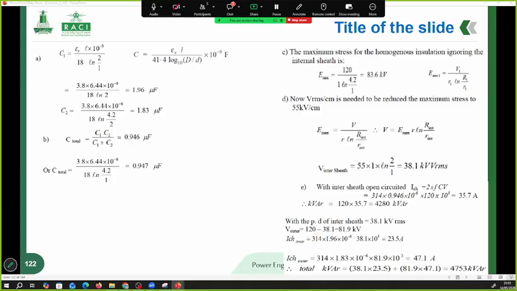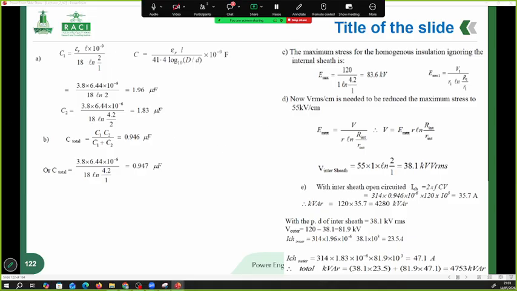0.947 microfarads. Overall, this slide demonstrates both the step-by-step layer-wise approach and the direct method, reinforcing the concept that multi-layer cable installation can be accurately analyzed either by decomposition or by using an equivalent single dielectric model.